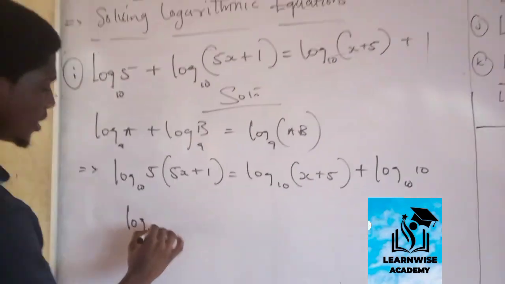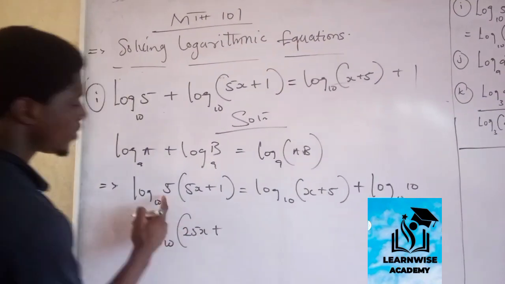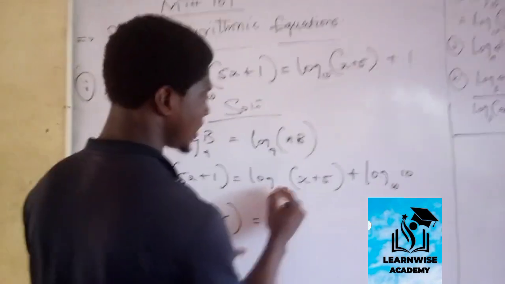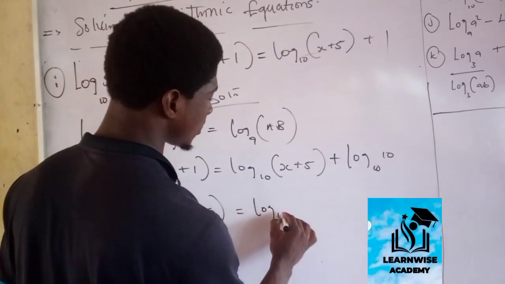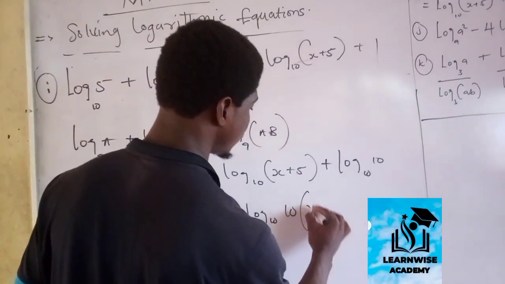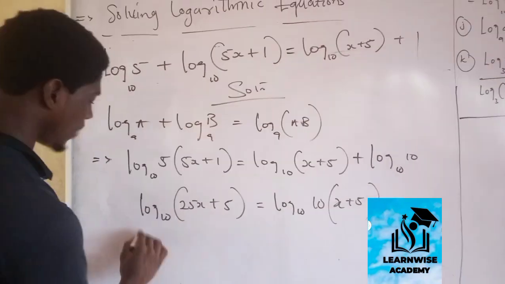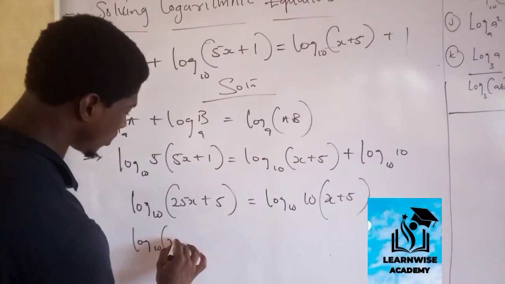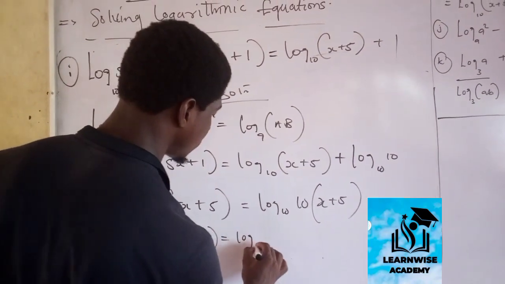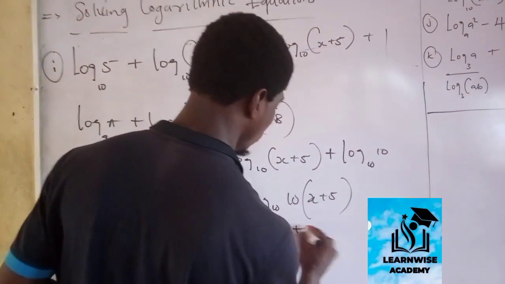We have log base 10. If I open the bracket here, 5 times 5x, we have 25x, plus 5 times 1, we have 5, and all equal to log base 10 together: log 10 of 10 bracket (x + 5). Opening the bracket, 10 times x gives 10x, and 10 times 5 gives 50.